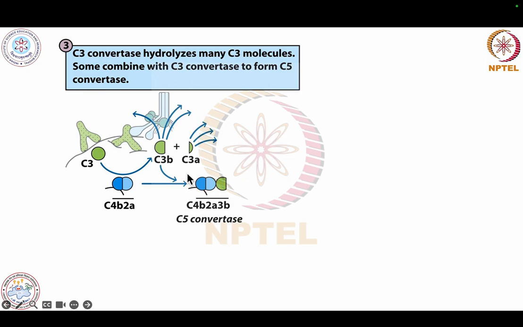So this C3 convertase hydrolyzes many C3 molecules. Some combine with C3 convertase to form C5 convertase. So this C3 convertase can hydrolyze C3 into C3b and C3a, and also it can form C5 convertase, which is C4b2a and 3b.